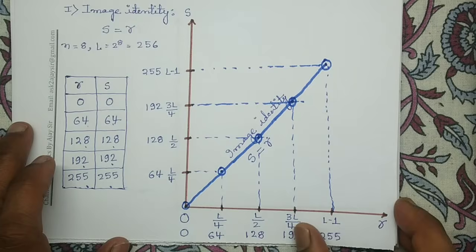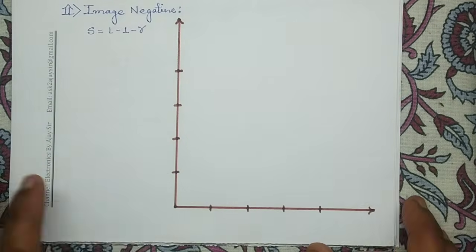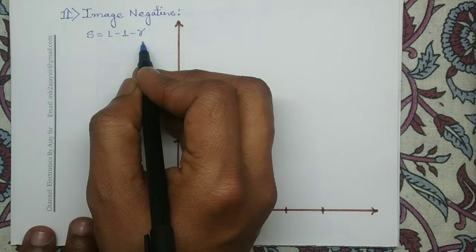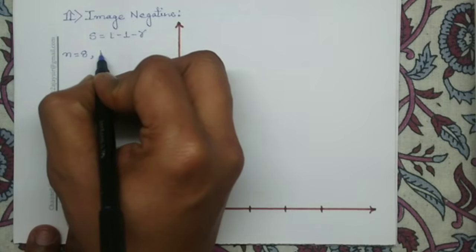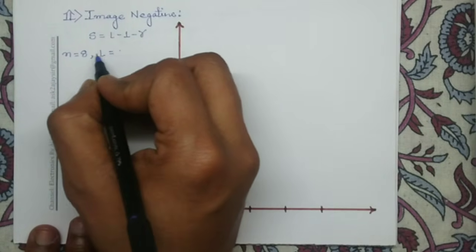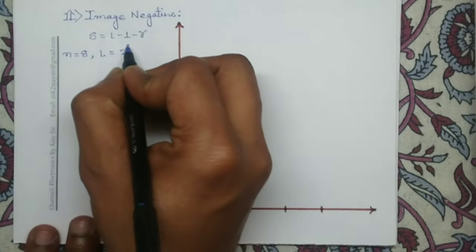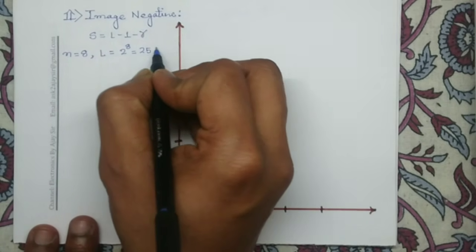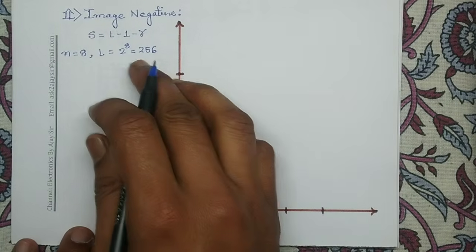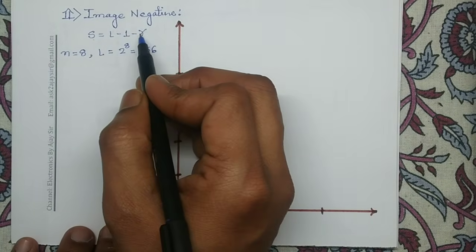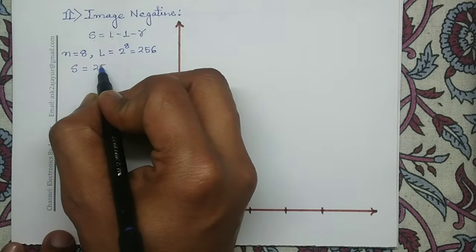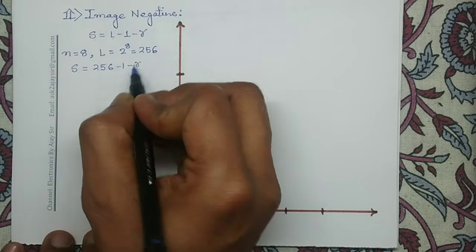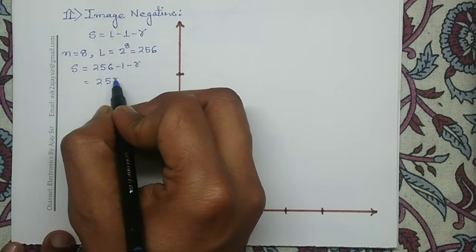Next we will discuss image negative. The mathematical equation of image negative is S equals to L minus 1 minus R. Again we will take the 8-bit image, that is n equals to 8. If n equals to 8, L equals to 2 to the power 8, that is equals to 256. So if L equals to 256, in the equation of S, which is L minus 1 minus R, in place of L we will substitute 256. The equation becomes 256 minus 1 minus R, that is equals to 255 minus R.